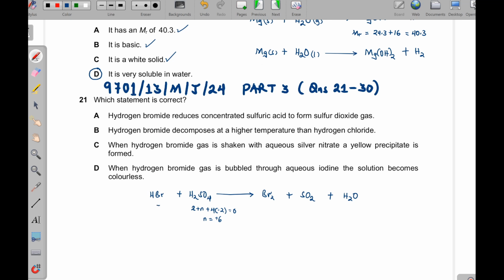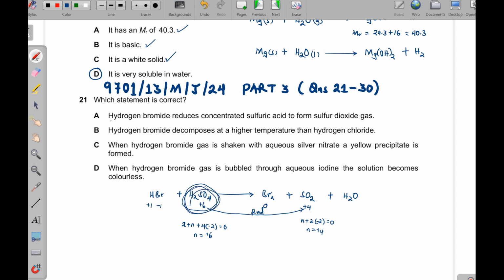Then here, of course, the one for bromine is -1, the one for hydrogen is +1. Then here we are having a 0, you see. So if here I'm having a +6, then here n plus 2 times -2 is equal to 0, and then n becomes +4. So here we have a +4. Now from 6 to 4, this is reduction. So that means here sulfur has been reduced.